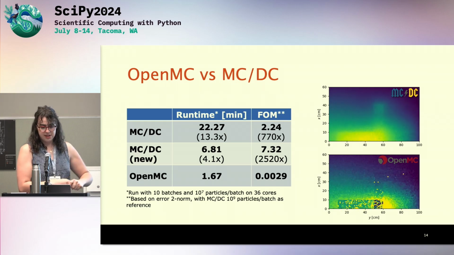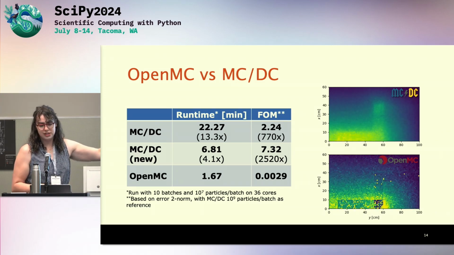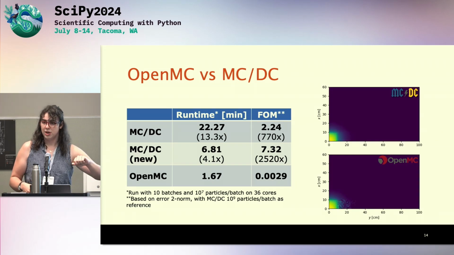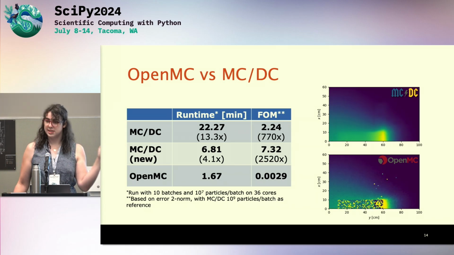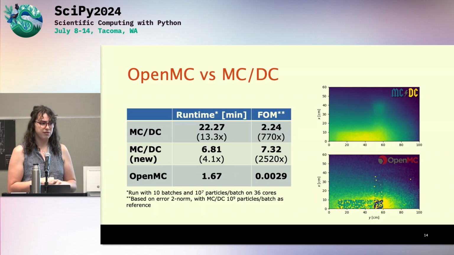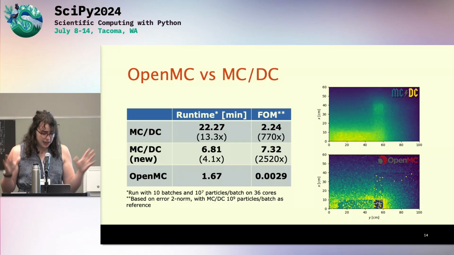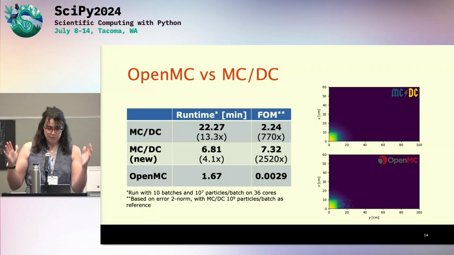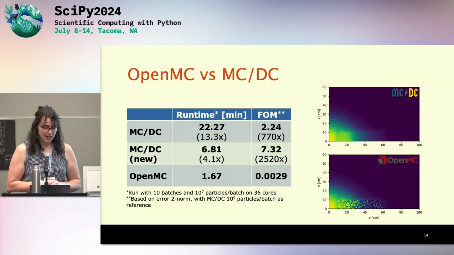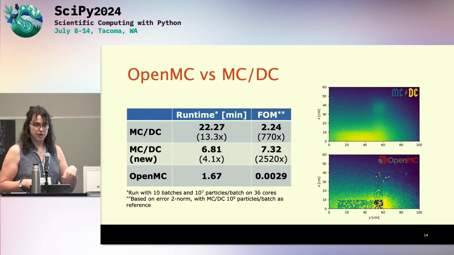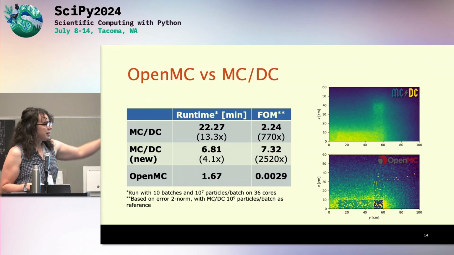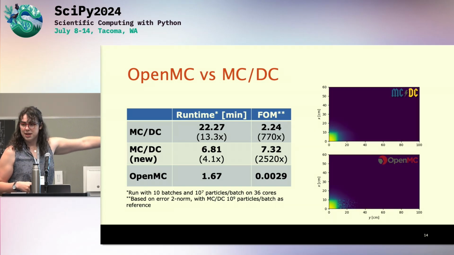So you can see that figure of merit goes from 2.24 to 7.32, right? And our runtime is decreased by almost 3/4, right? Still slower than OpenMC, still slower than a full-fledged production code, but we're in the same ballpark, right? We are in the same region maybe of performance, and we are getting a much better solution out of our simulation, right? So what happened between here, right?